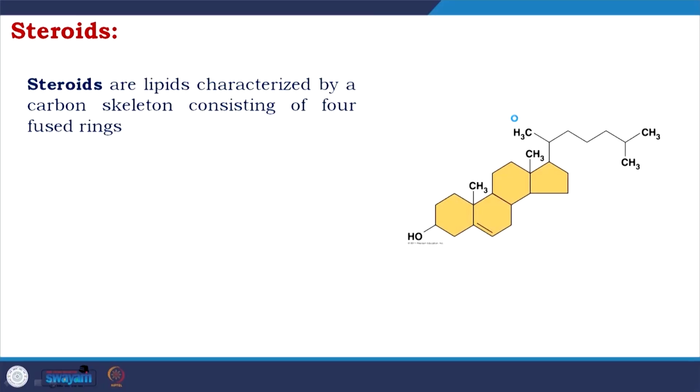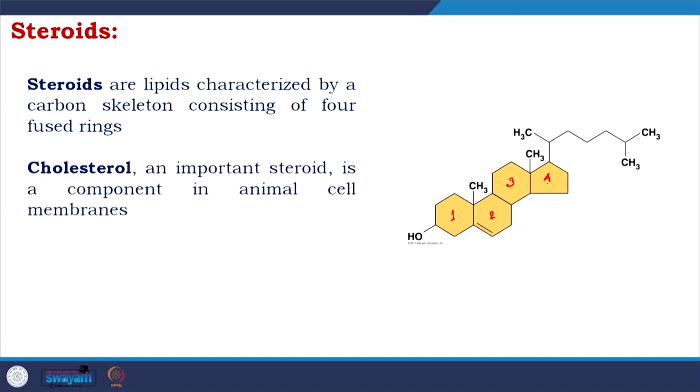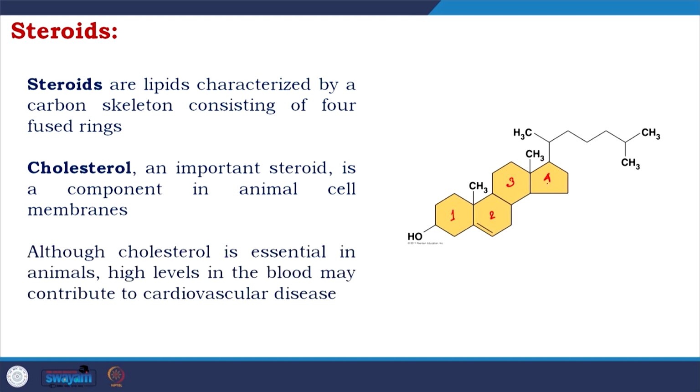Steroids. Steroids are lipids characterized by a carbon skeleton consisting of 4 fused rings. If you see, 1 ring, 2 ring, 3 ring and 4 ring, so 4 rings fused together. The best example of steroids present in our body is cholesterol. It is an important steroid, a component in animal cell membranes. Although cholesterol is essential in animals, high levels in the body may contribute to cardiovascular disease.